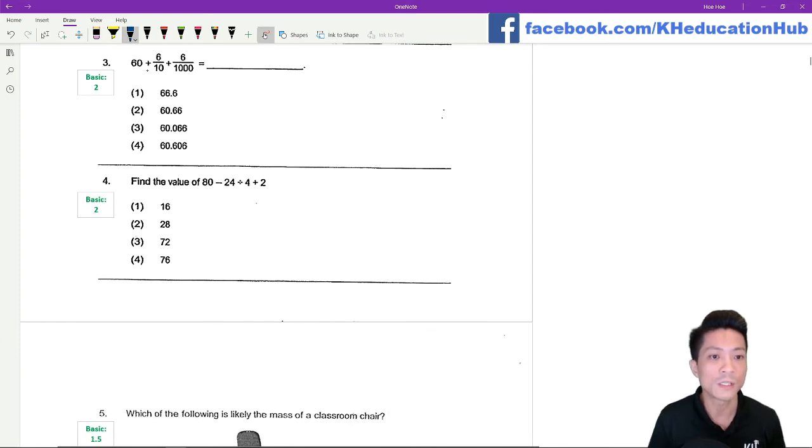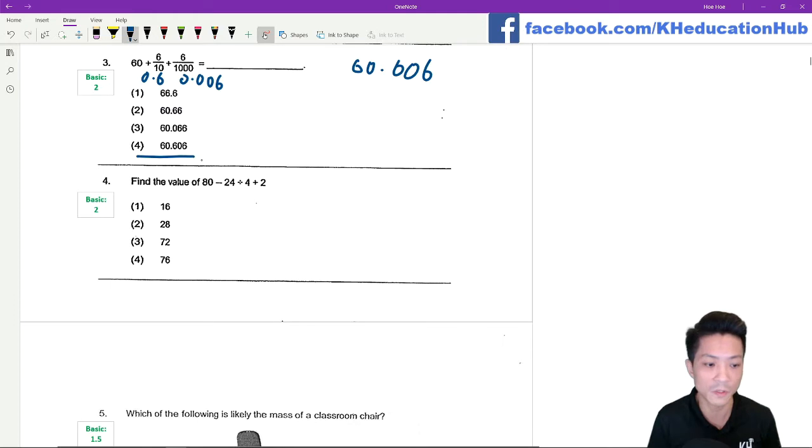Question 3, 60 plus 6 over 10 plus 6 over 1000 is equal to what? So we're going to convert the 6 over 10 into 0.6. 6 over 1000 will be 0.006, which means that if you add them all together, you should get 60.606. Number 4 is the answer.